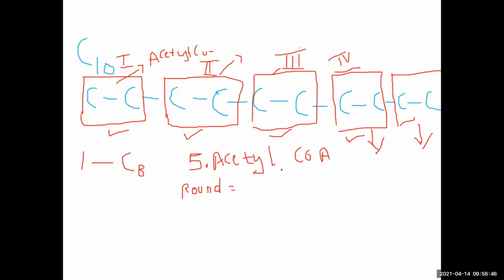So you will say that we will produce 5 acetyl CoAs in the beta oxidation of C10, and we will produce them in how many rounds? 4 rounds.